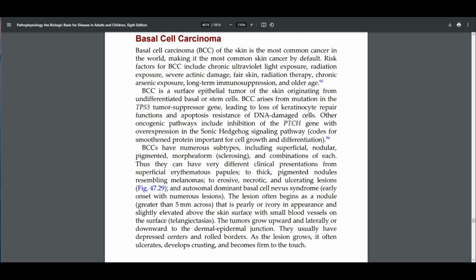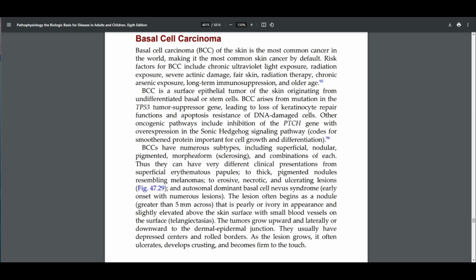Now, basal cell carcinoma. Basal cell carcinoma of the skin is the most common cancer in the world, making it the most common skin cancer by default. Risk factors for basal cell carcinoma include chronic ultraviolet light exposure, radiation exposure, severe actinic damage, fair skin, radiation therapy, chronic arsenic exposure, long-term immunosuppression, and an older age.